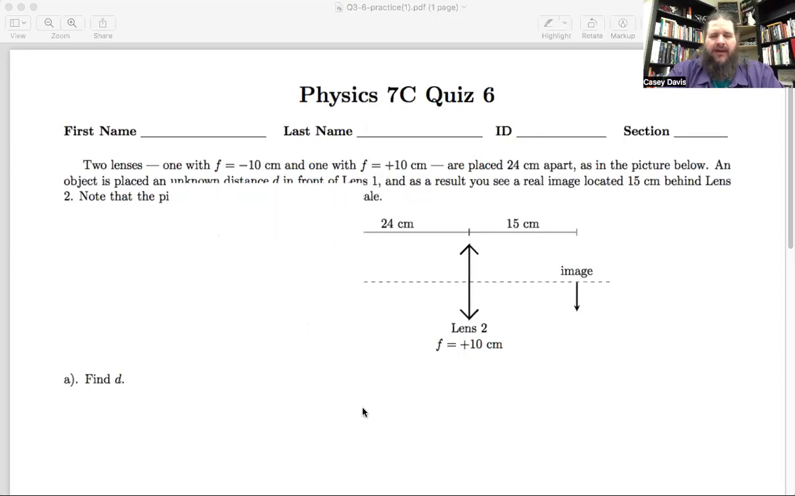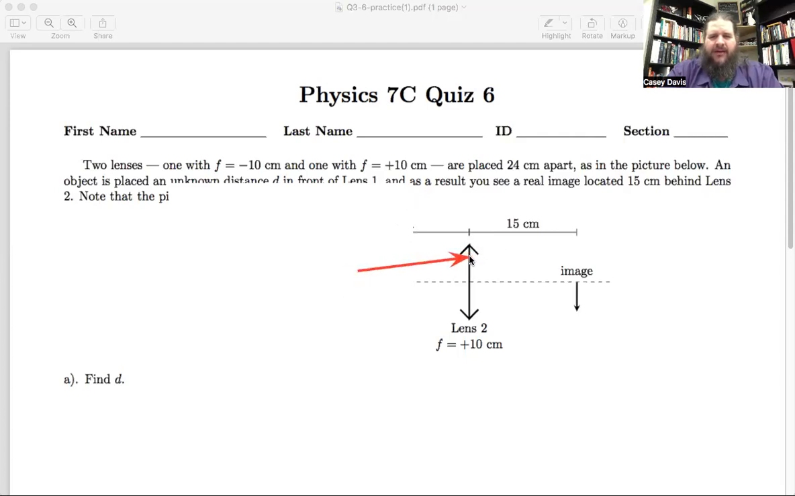Ignoring lens 1 and the actual object for now, if we just have lens 2 with known focal length creating an image 15 centimeters away, and by the way, should we treat that as positive 15 centimeters or negative 15 centimeters? Because image is, yeah, positive should work here.